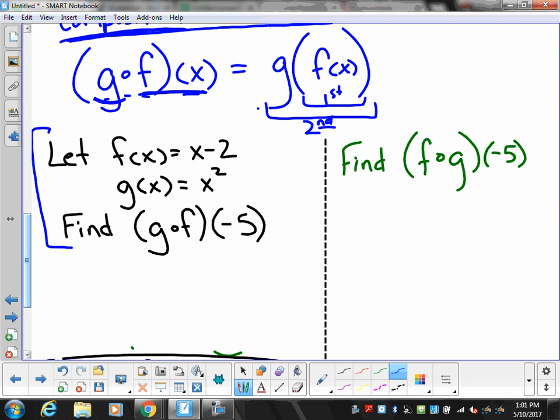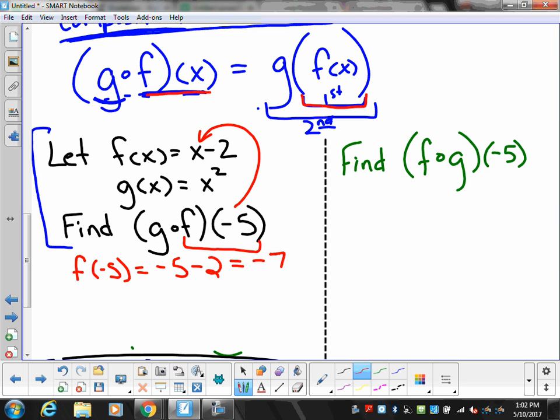Okay, so what we were told up here was we evaluate the thing that was closest to the x first. So we're going to evaluate f of x first. So in this case, we're going to evaluate f of negative 5. So f of negative 5 equals, and what that means, I'm going to take that negative 5 and plug it in for x in the f of x expression, or the equation. So instead of x minus 2, it's going to be negative 5 minus 2, and I'm just going to evaluate that, which is negative 7.